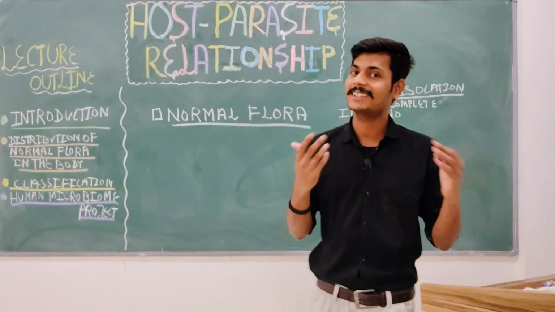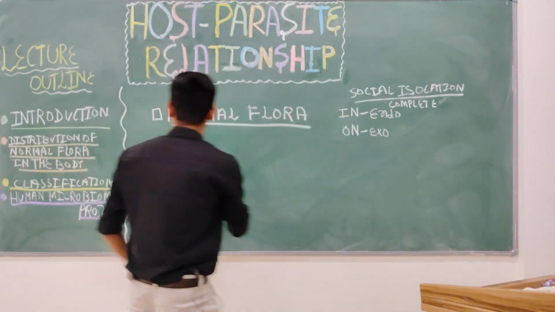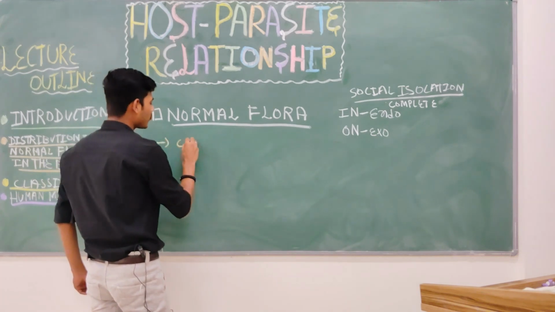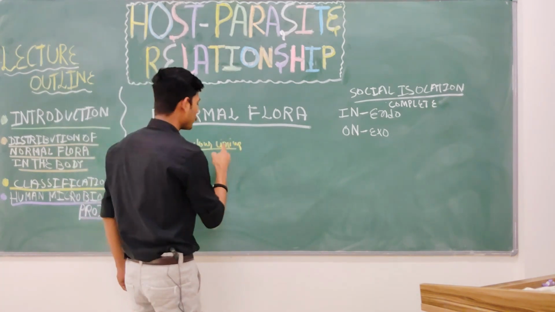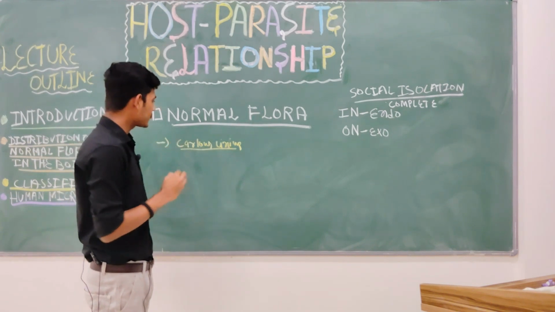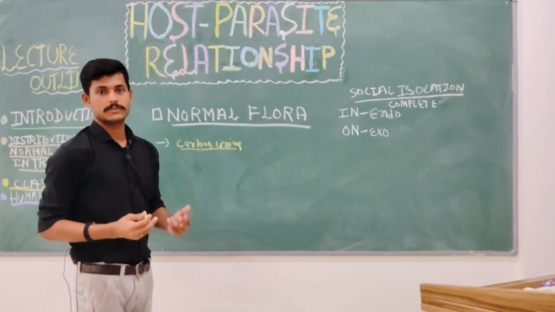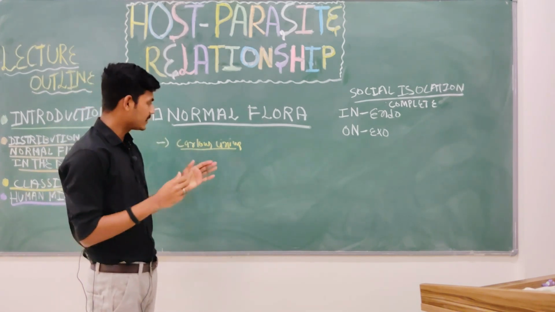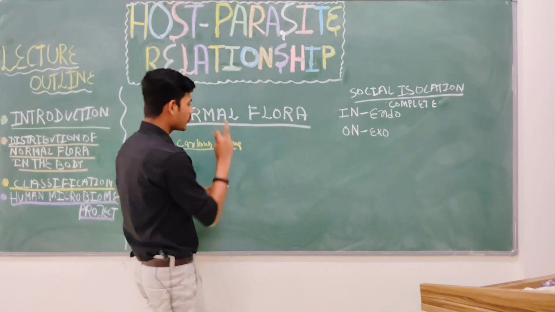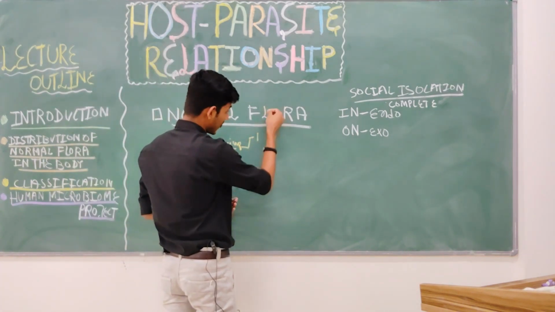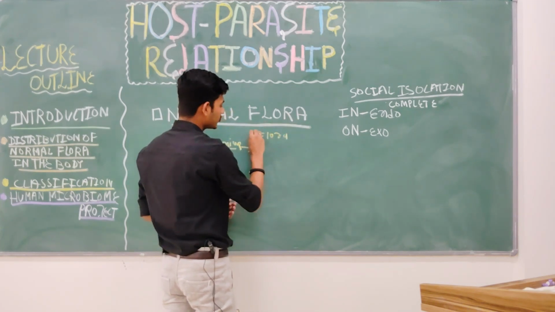Now, why am I not defining this word, normal flora? The word flora was first used by a biologist named Carl Linnaeus. Probably you heard this name in your previous classes. Carl Linnaeus gave the binomial nomenclature, by which each species has two names. He first used two words. The first word, as shown here, is flora, and another word he used is fauna.